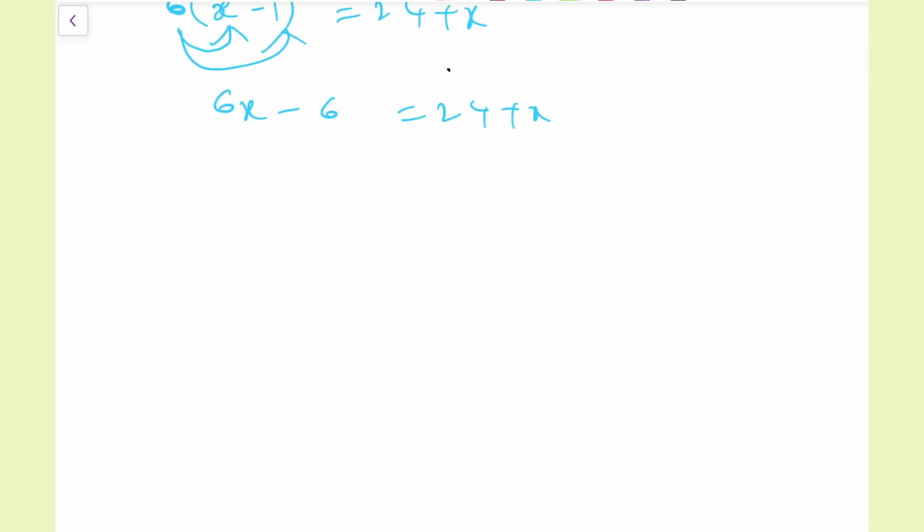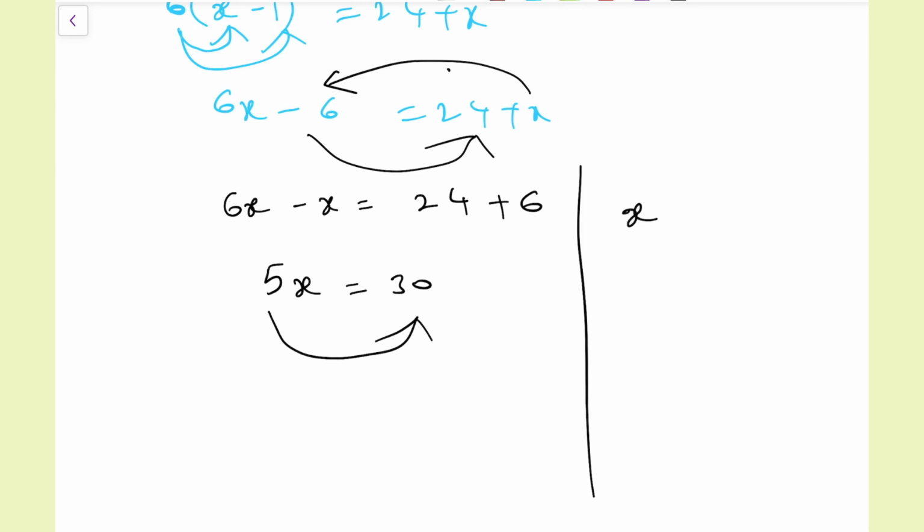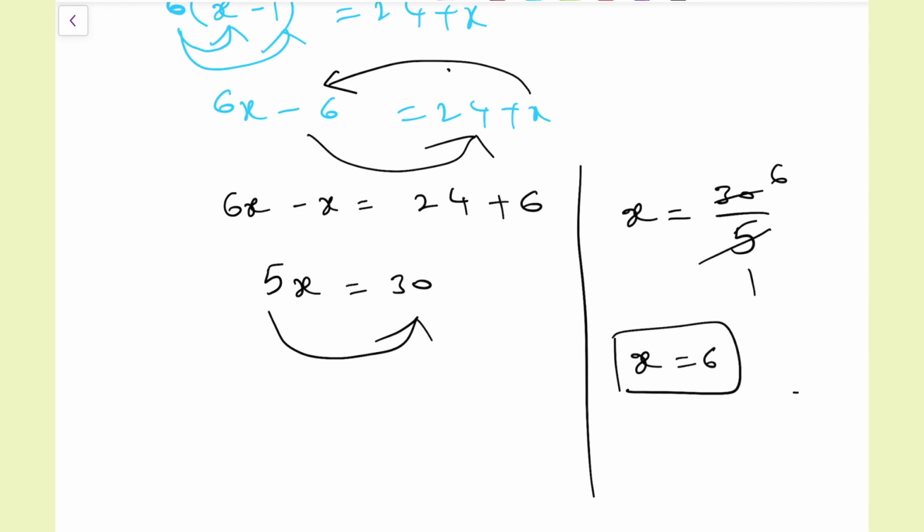Taking variables to one side and numbers to one side. 6x as it is. I am bringing x to the left side, so it becomes minus x. 24 as it is, minus 6 I am bringing to the right side, so it will become plus 6. 6x minus x, 5x equals 24 plus 6, 30. Take 5 also to the right side. So x equals 30 divided by 5. 5 sixes are 30. So x equals 6.